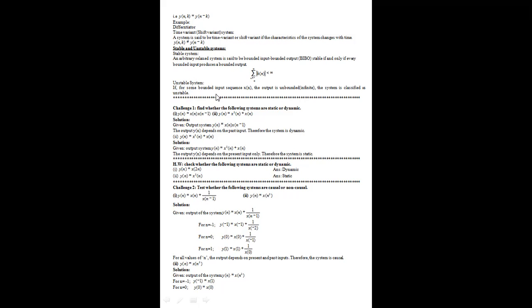Non-causal has to depend on the future. Okay. y of n is equivalent to x of n squared. So when you replace n with minus 1, it will be 1. If you replace with 0, the value will be 0. If you replace with 1, it will be 1. Okay, if we replace with 2, it will be 4. So for all values of n, the output depends on future input. So the system is said to be non-causal.